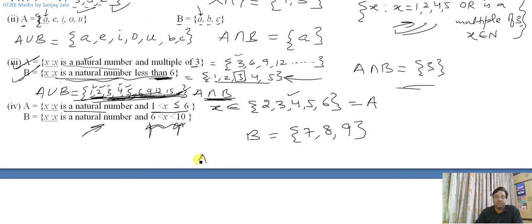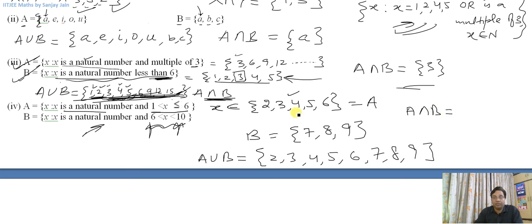Now if I want to take the union, I'll write 2, 3, 4, 5, 6, 7, 8, 9, right? And if I want to take the intersection, I'll write just the common elements, and you may notice that there is no element in common in these two, right? So the intersection will give me the empty set, and it is very well visible from here itself, because in the first set x is less than or equal to 6, and in the second set x is greater than 6. So there will be nothing in common.